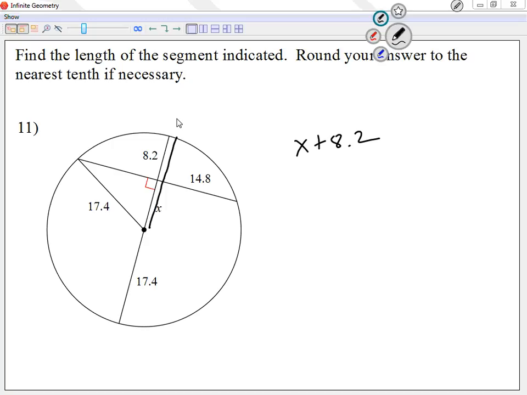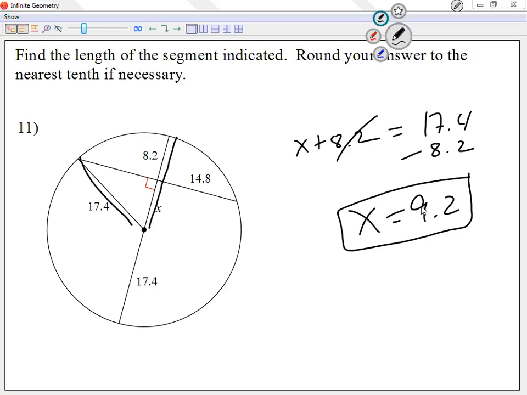Pretty much. So x plus 8.2 is a radius. I'm going to let this equal 17.4 because that's another radius. So I have that x plus 8.2 equals 17.4. Let me subtract 8.2 on the right. You guys should get that x is equal to 9.2. So follow the idea that a radius and another radius are equal to each other because it's the same circle.